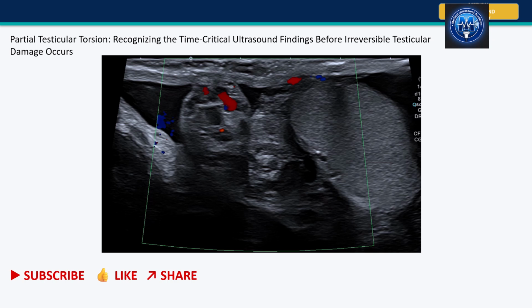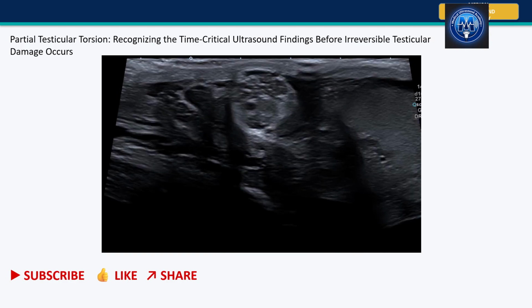Hello, colleagues. So, when it comes to testicular management, time is very, very critical. A second lost can cost the testicle. So, here I have a case that I just did on a partial testicular torsion. I need you to appreciate the sonographic appearances. Most people miss partial testicular torsion. They think that everything is normal.